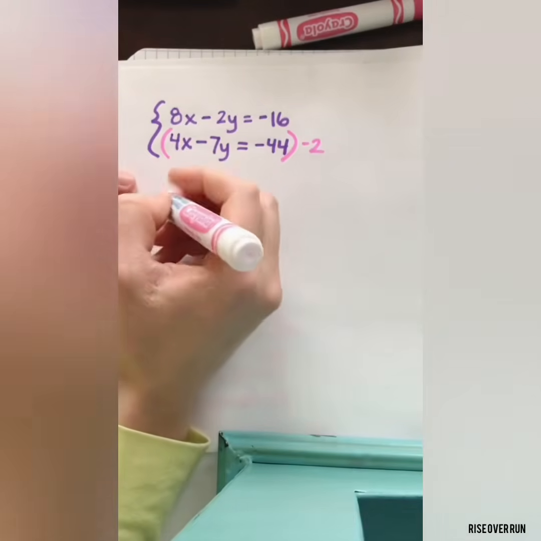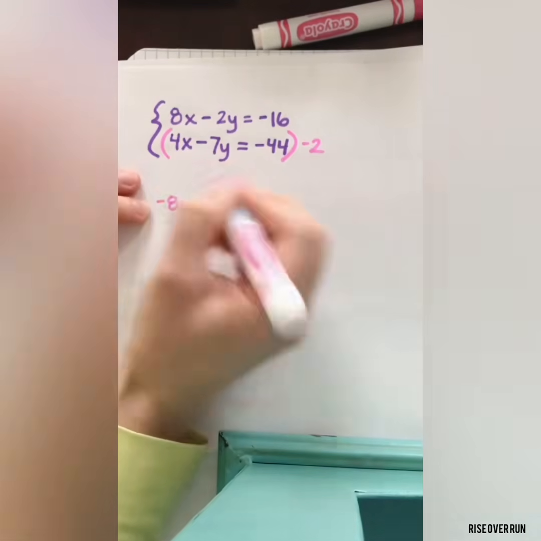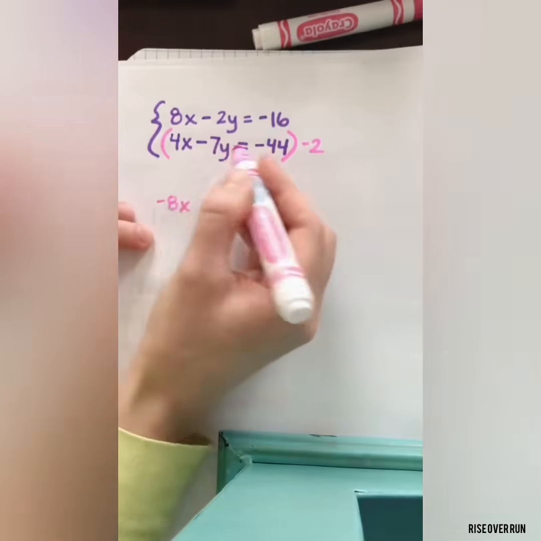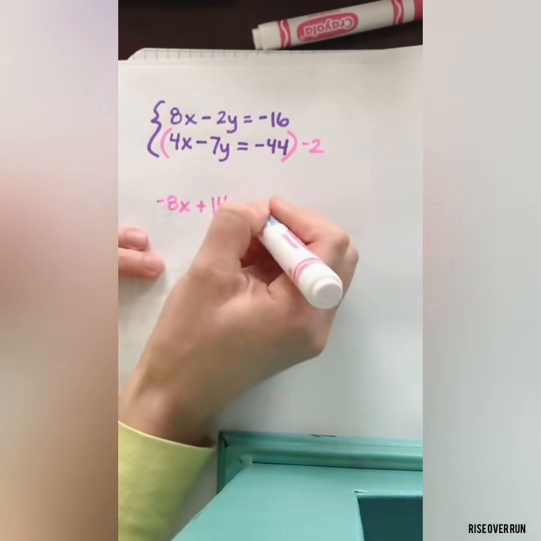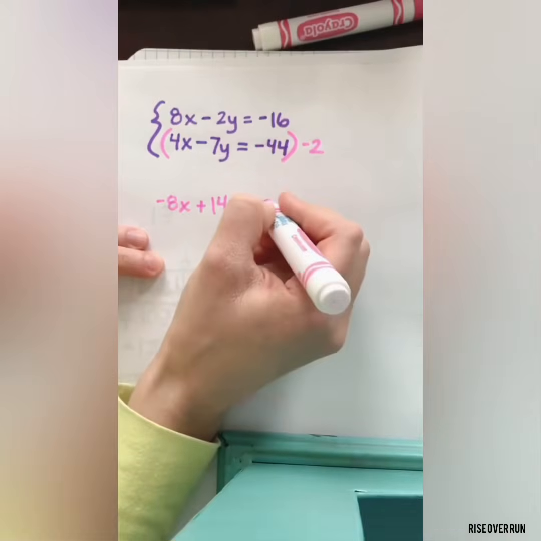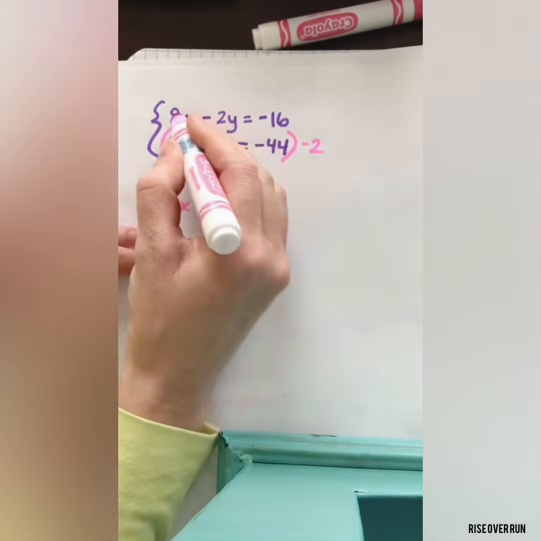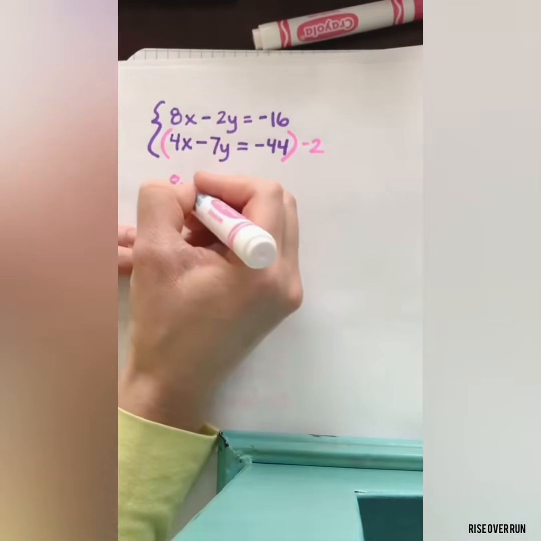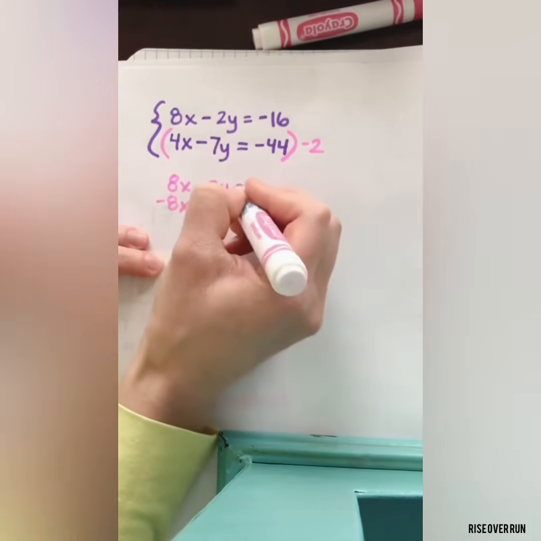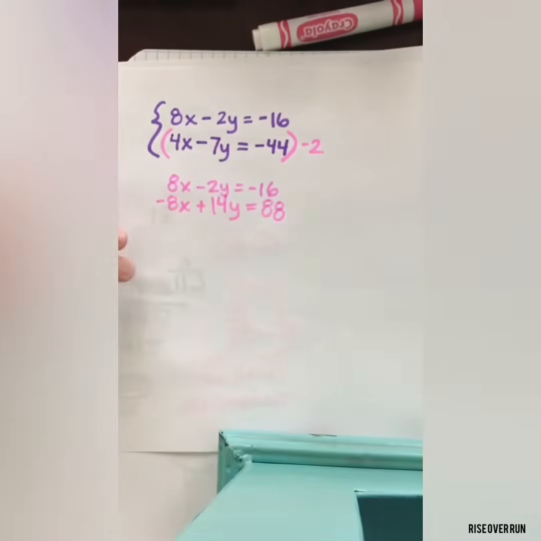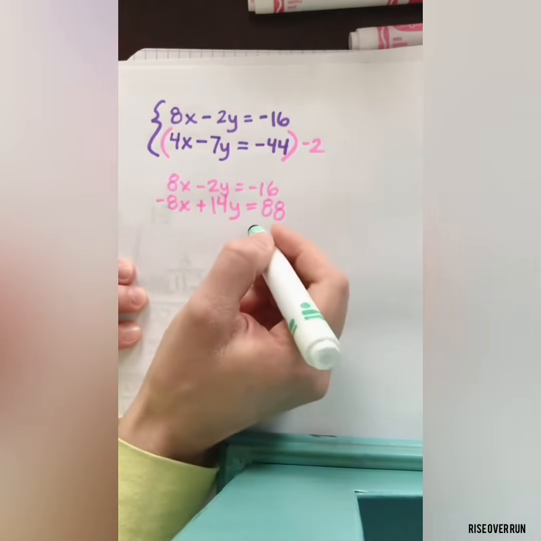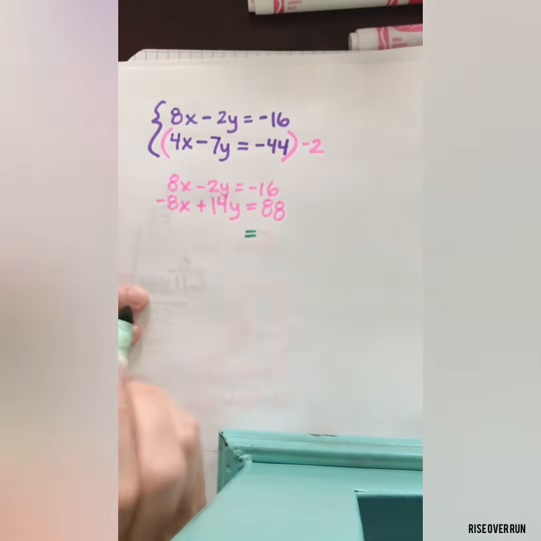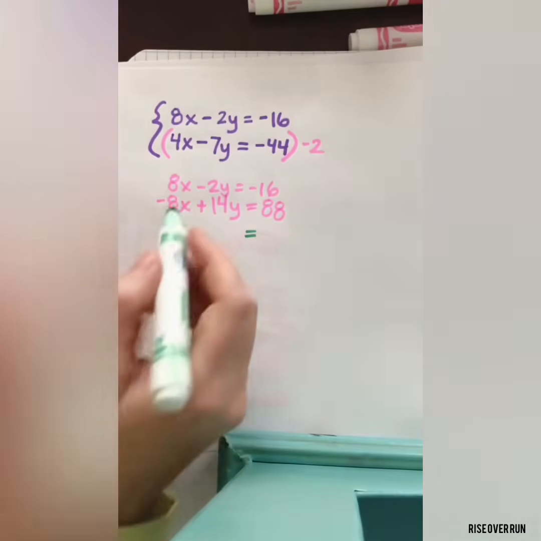Negative 2 times 4x is negative 8x. Negative 2 times negative 7y is a positive 14y. And a negative 2 times negative 44 is 88. We'll keep the first equation just like it is. Now I can just add these equations together and hope that one of the variables is eliminated.